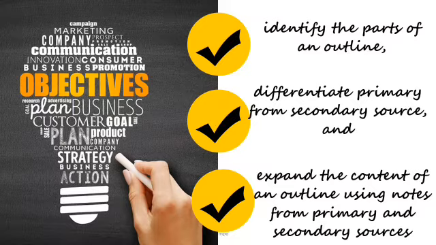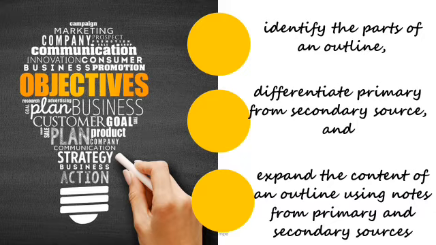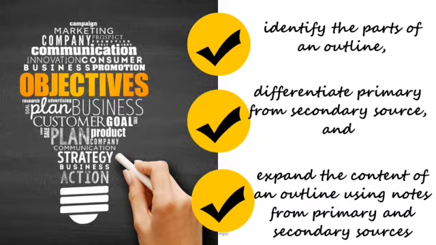Our goals for today are: first, identify the parts of an outline. Next, differentiate primary from secondary sources. And expand the content of an outline using notes from primary and secondary sources.